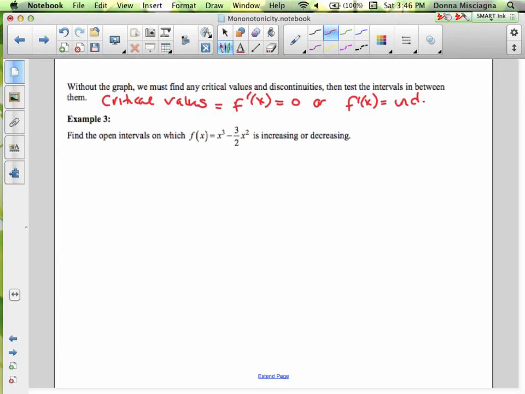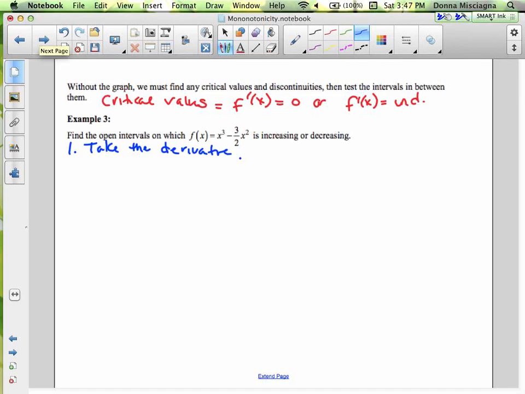All right, so we want to find the open intervals on which f of x equals x cubed minus 3 halves x squared is increasing or decreasing. All right, so let's go through the steps. Our first step is to take the derivative. I forget which ones are in your notes because your notes aren't in front of me, but write down anything I write if the problem's in your notes, because you'll have other opportunities to write if this one's not.